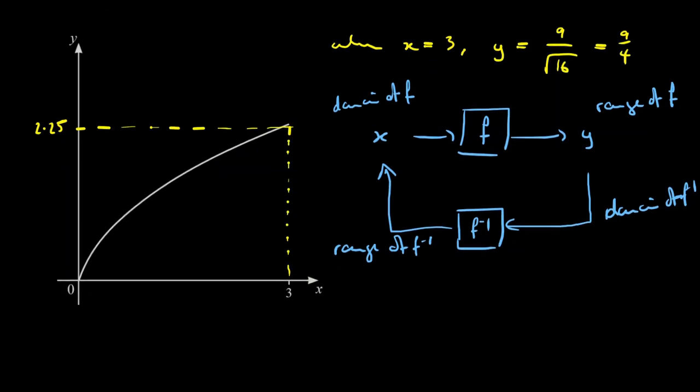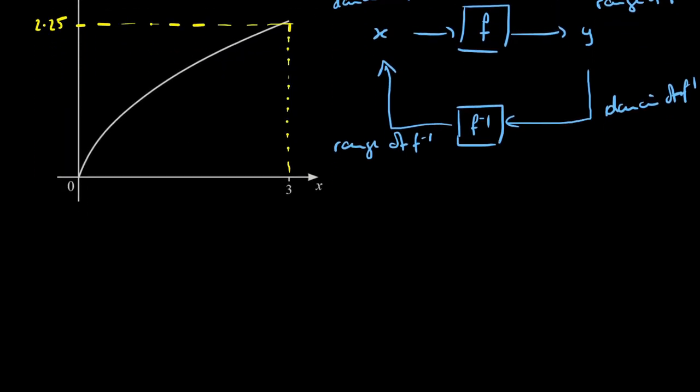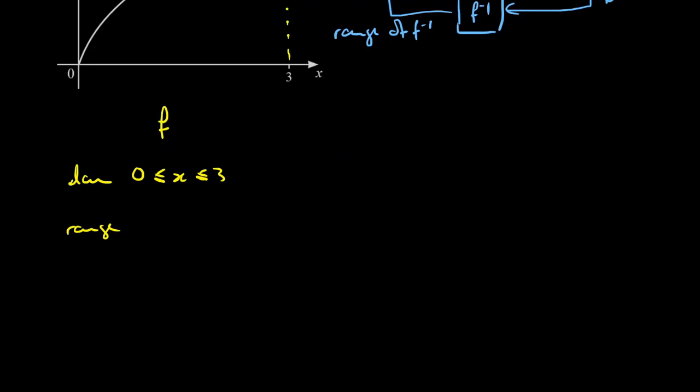So if we go to here, and we look at our original function f, the domain of f is everything between 0 and 3. So the domain is x is everything between 0 and 3. Now, what's the range of our original function? Well, it's everything between 0 and 2.25. It's that thing there. So the range is going to be everything between 0 and 2.25.